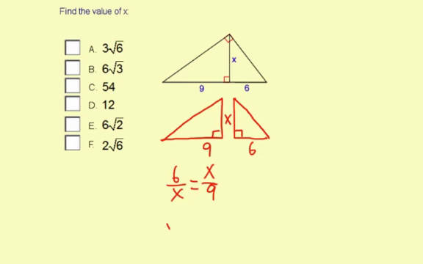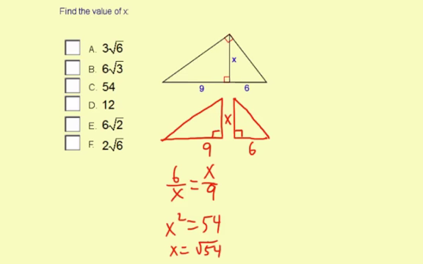X times x is x squared. 6 times 9 is 54. So x squared equals 54. Take the square root of both sides, so x equals radical 54. We're only using the positive root because x represents the length of a triangle, and you can't have a negative length. So that's why we just have radical 54 and not plus or minus radical 54.